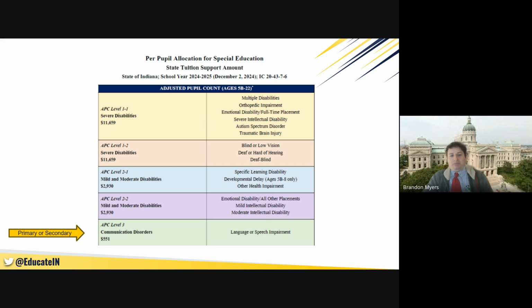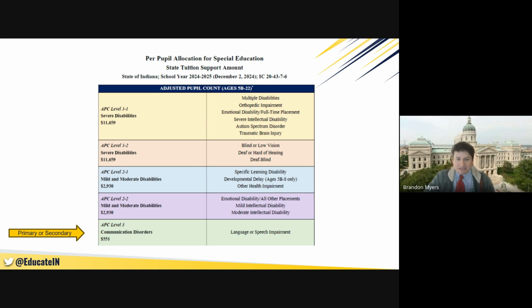So you'll see level 1, this is the primary disability for multiple disabilities, orthopedic impairment, emotional disability when it requires full-time need, severe intellectual disability, autism, and traumatic brain injury. And then the other section, which is funded at the same level but has been broken out, are our sensory loss areas of blind or low vision, deaf, hard of hearing, and deaf blind. Those under Indiana law are considered severe disabilities, mainly just for fiscal purposes. That's why we call them that.